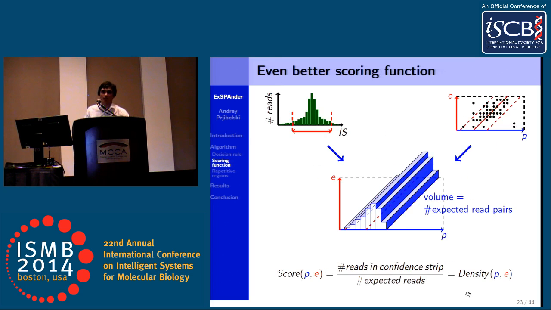Let's combine our knowledge about the insert size distribution and the confidence strip. We're going to construct a cylinder based on this insert size distribution, and the volume of this cylinder will be the number of expected read pairs if we assume that the coverage is uniform. So now we can design a better scoring function by dividing the actual number of reads by the number of expected read pairs. And we further will call this value density. Well, this looks pretty good.